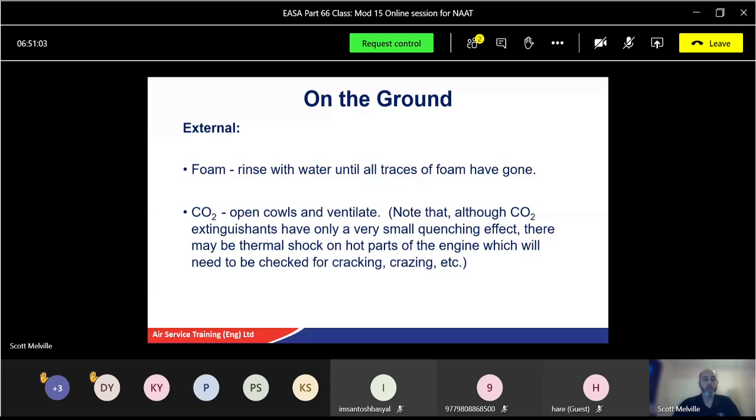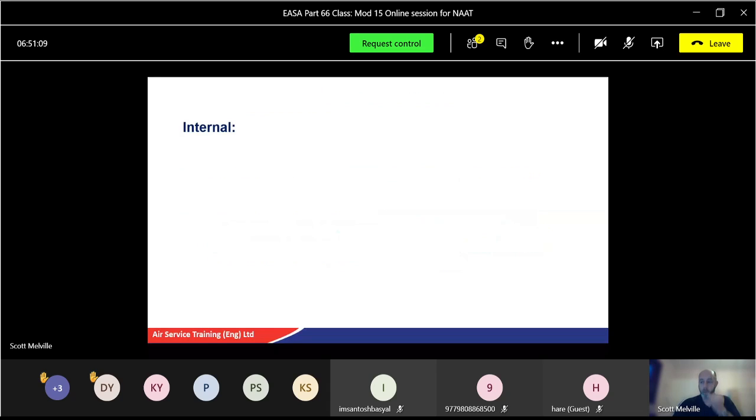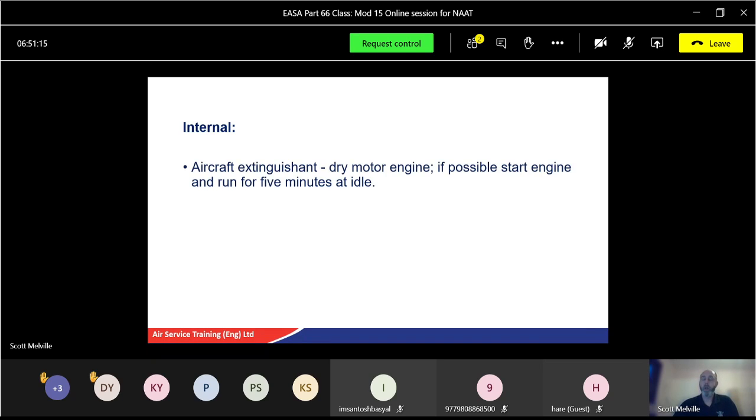But that's external. So we just open the doors, clean, hoover, wash down, depending on the type of extinguishant. Now, if you've had an internal fire and you have actually had to put the flame out inside the engine, again, maybe from the compressor side, it could be from the turbine side, dry motor or dry crank the engine.